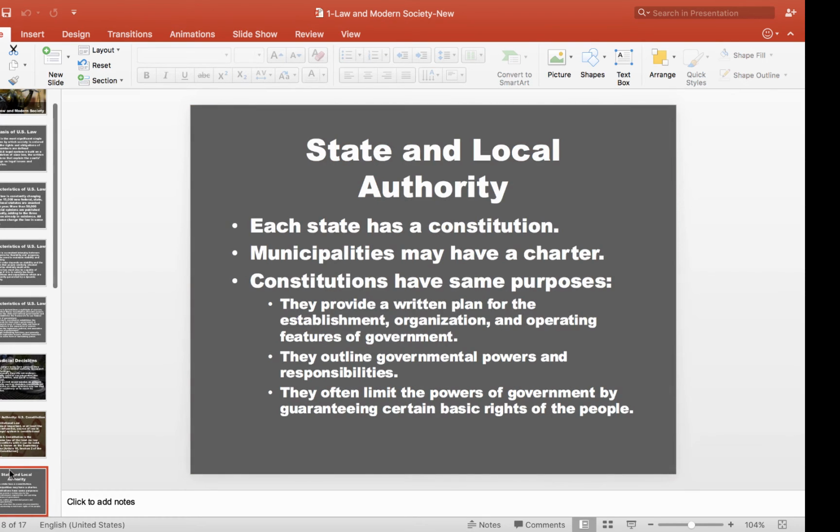Now, when it comes to state and local authority, each state, as I said earlier, has a constitution. Municipalities will have a charter in most cases, and these constitutions provide a written plan for organizing, establishing, and operating how government will function. They outline the powers and responsibilities, and they also limit the powers of the government by guaranteeing certain basic rights to the people.